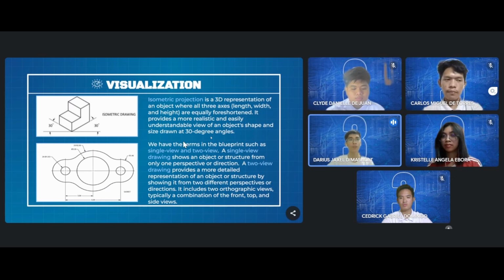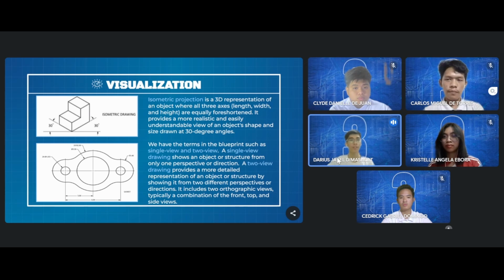Next, we move on to isometric projections. Essentially, isometric projection is a 3D drawing technique that makes objects look realistic by showing their length, width, and height, and is created at 30 degree angles.